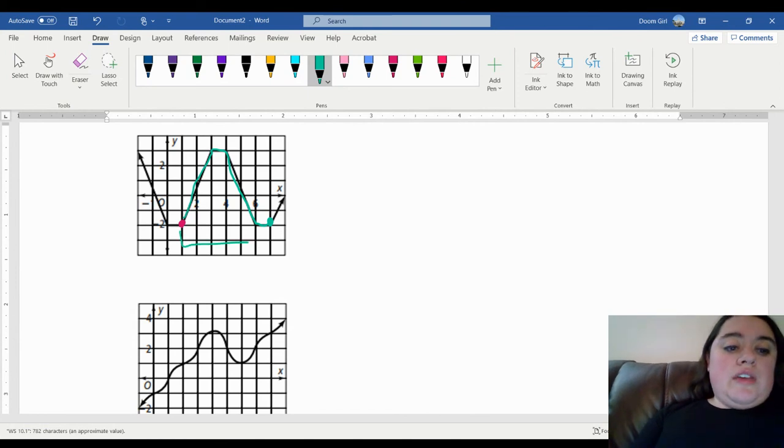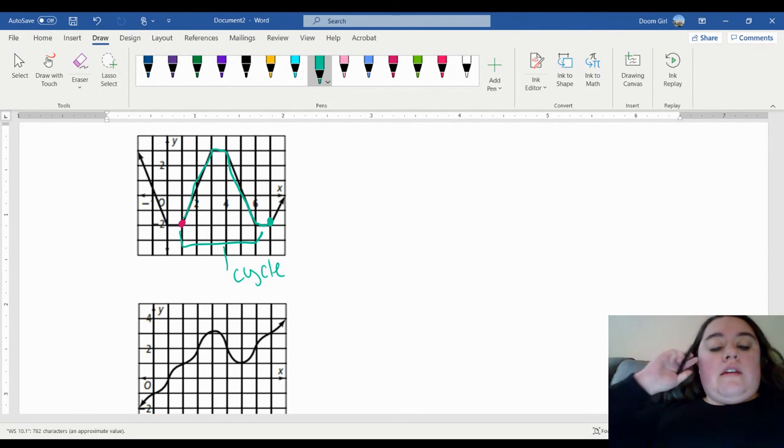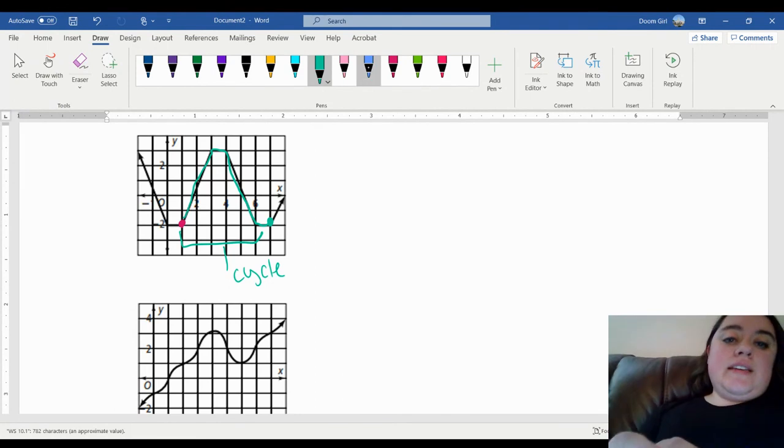So this right here in green would be considered a cycle because the pattern is repeating after so many ticks on the x-axis. So this function right here is periodic.